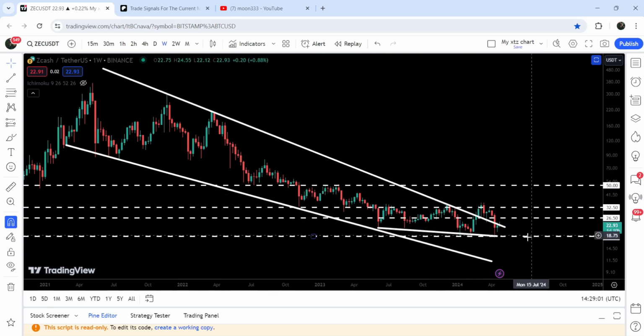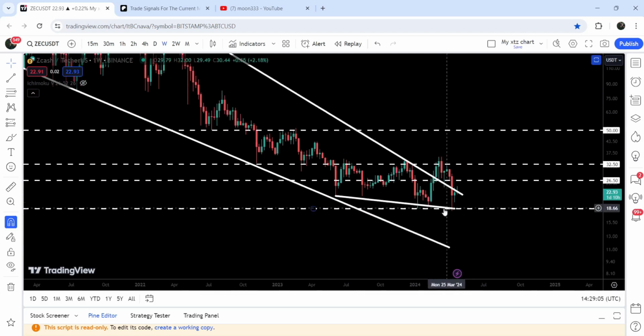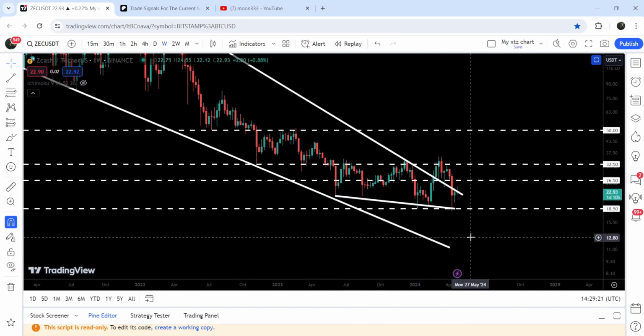resistance as a support, you can see we had a long spike up to this support, and after testing the support and this support of $18.50 as well, you can see previously this $18.50 worked as a support here, and again it worked as a nice support, and this downtrend line support also worked as a nice support for Zcash.